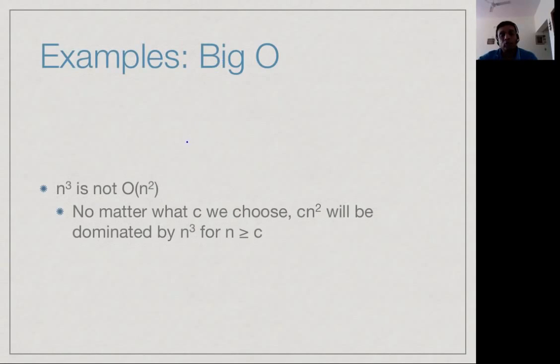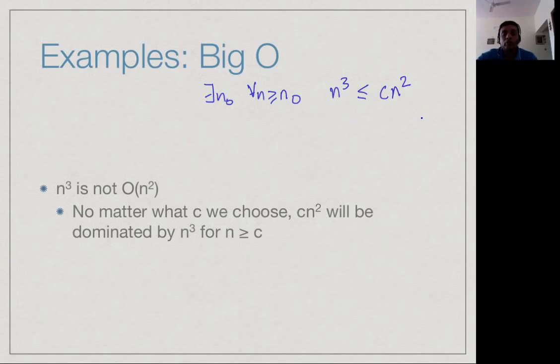Now we can also show that things are not big O. For instance, it's intuitively clear that n³ is bigger than n². How do we formally show that n³ is not big O of n²? Well, supposing it was, then there exists some n0 such that for all n bigger than or equal to n0, n³ must be smaller than or equal to c times n². If this were big O of n², this is what we must have.